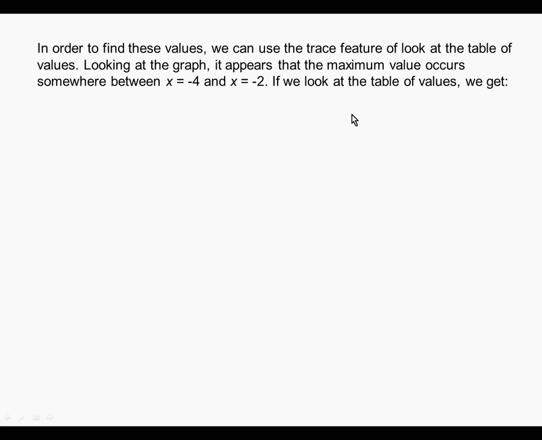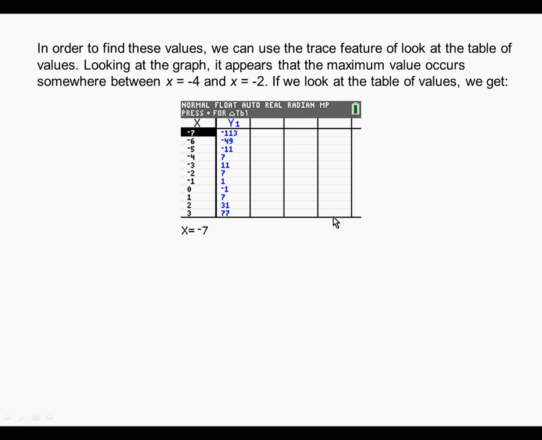So it appears that the maximum value occurs somewhere between -4 and -2. If I look at the table of values between x equal -4 and x equal -2, there's -4, there's -2. Notice it's coming up, 7, 11, and it drops back down to 7. So it looks like I should at least include x being -3, and for my y max, I should probably have something bigger than 11.